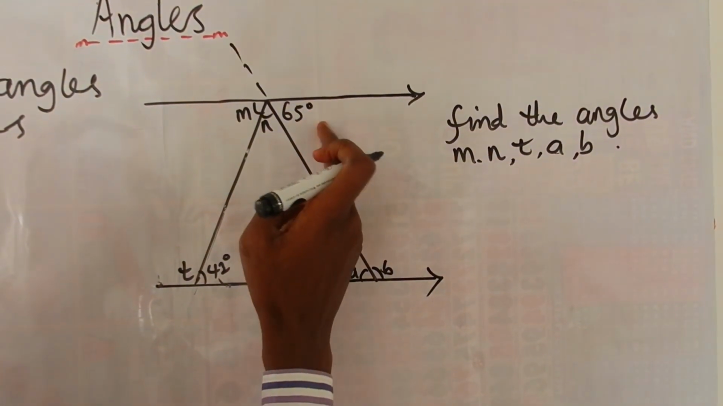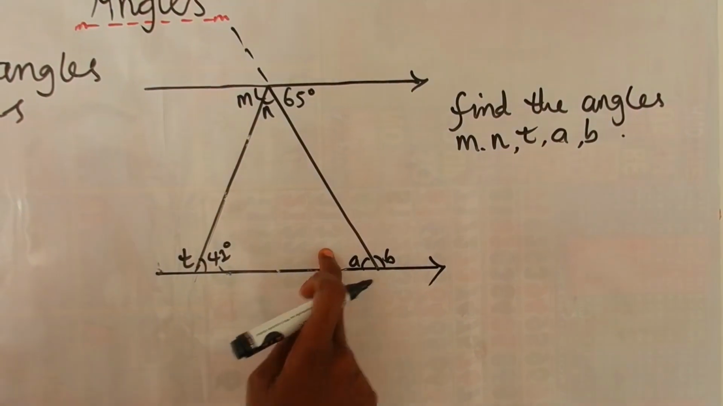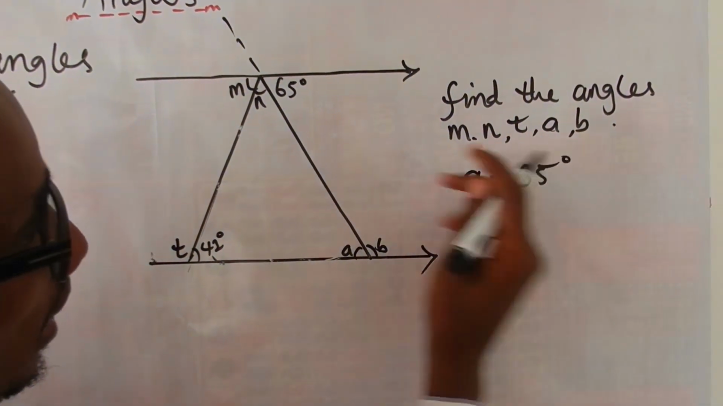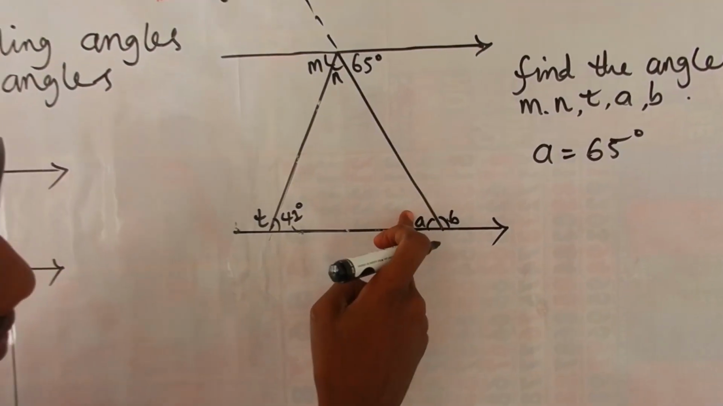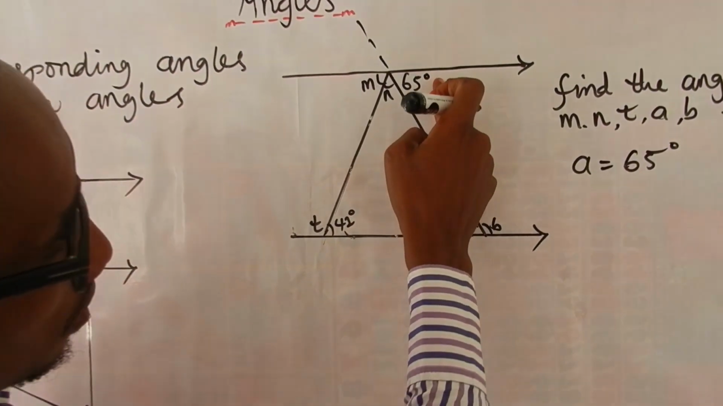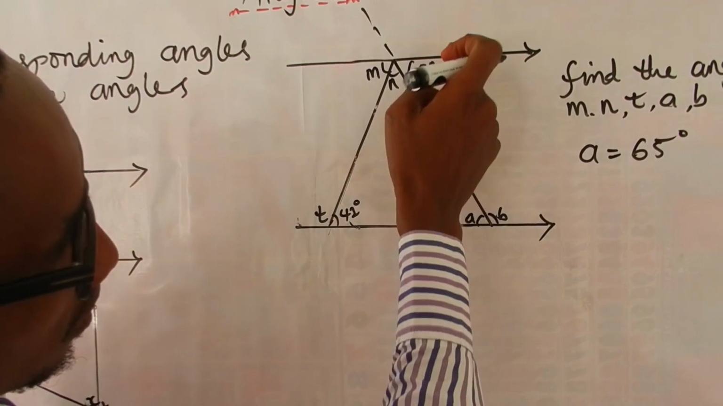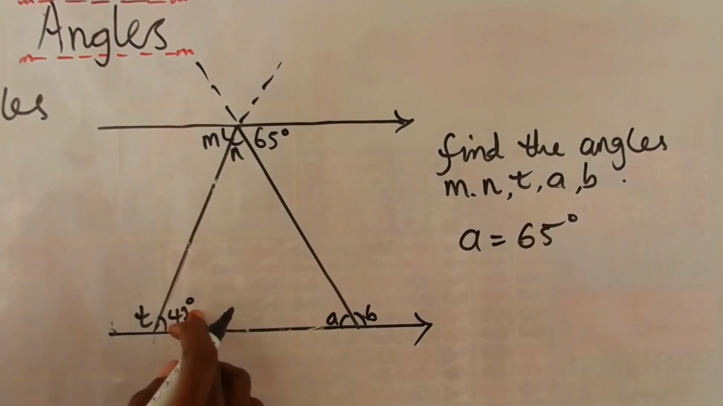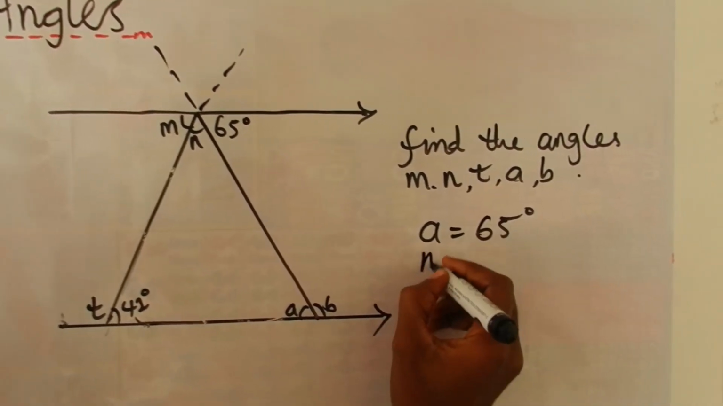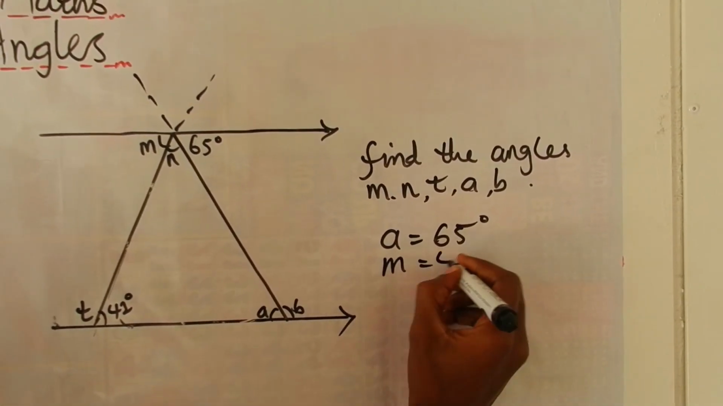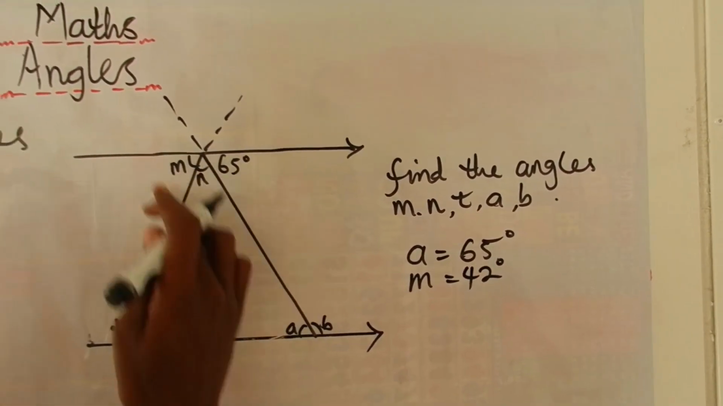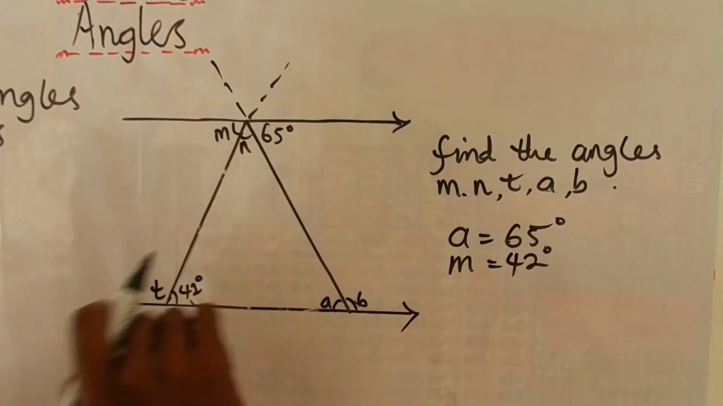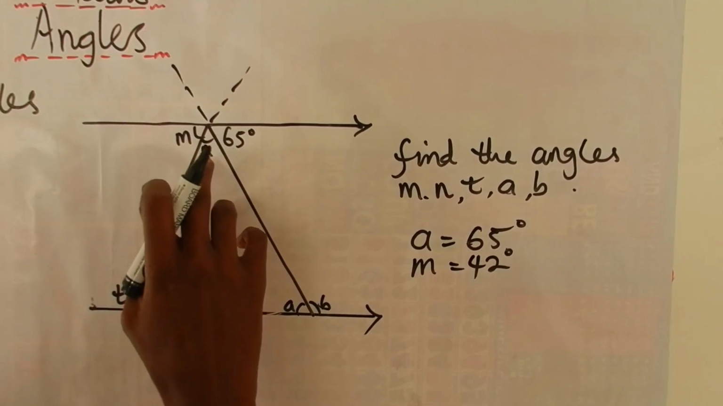This you have here is alternating with this. So A equals 65 degrees. It alternates with this. So A is equal to 65 degrees because they are alternating. These also alternate with this. M equals 42 degrees. It alternates. Okay? Now how do I solve for N?